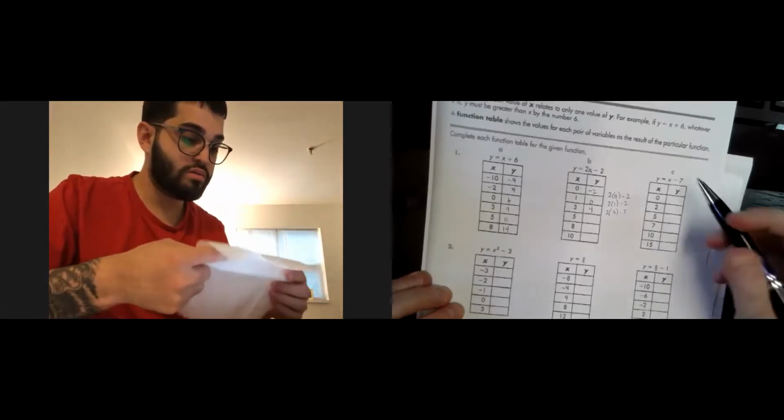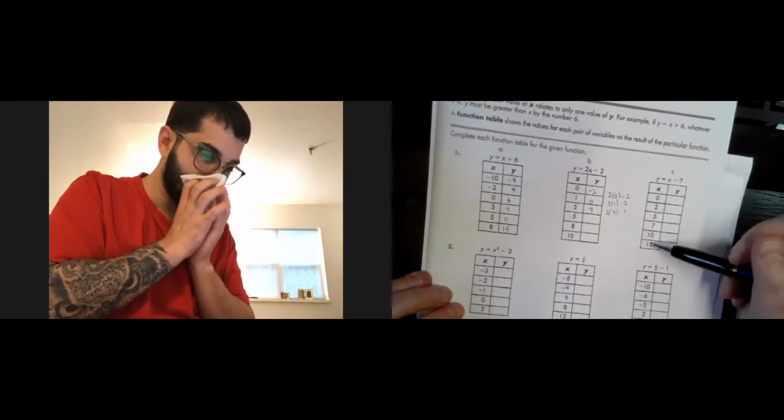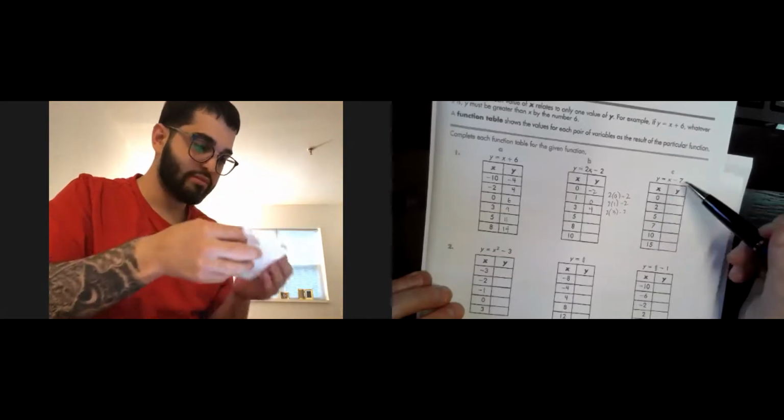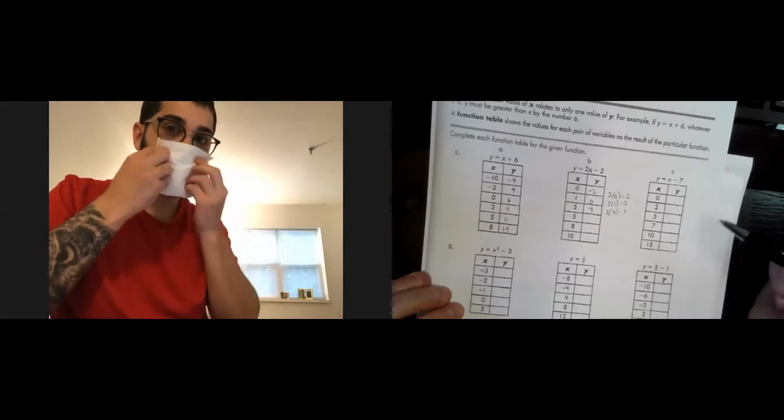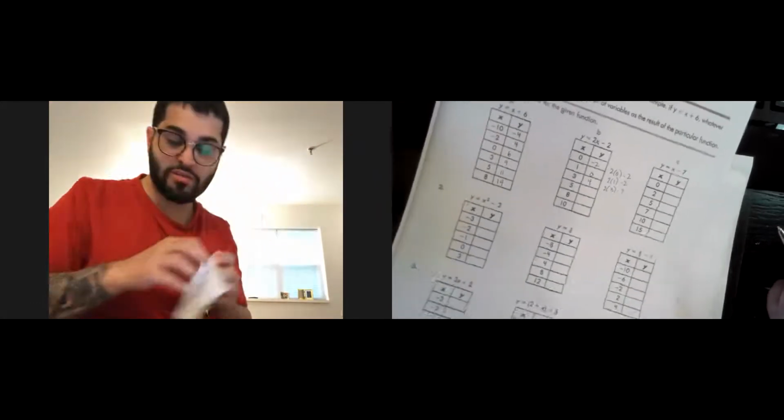And that's all you do. You just substitute every number in the x column for the x up here, and then do the arithmetic. Interesting, huh? They look scarier than they are.